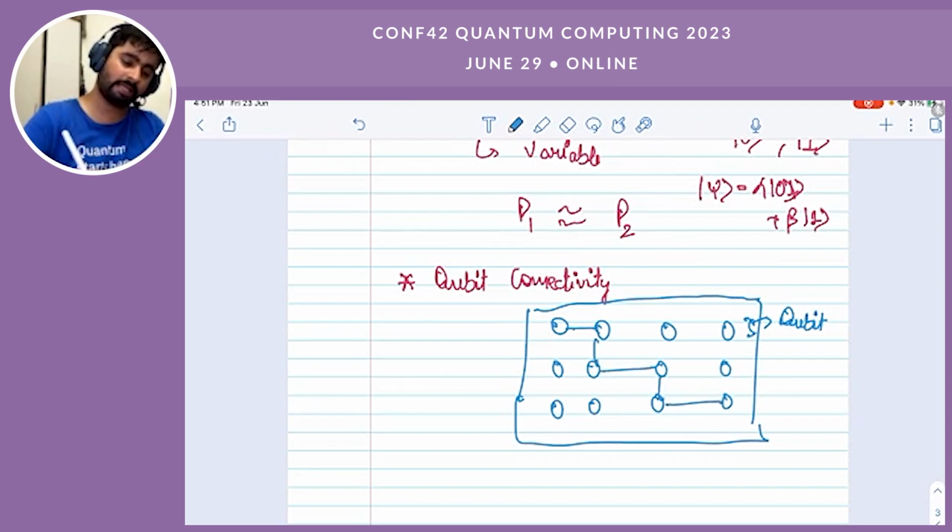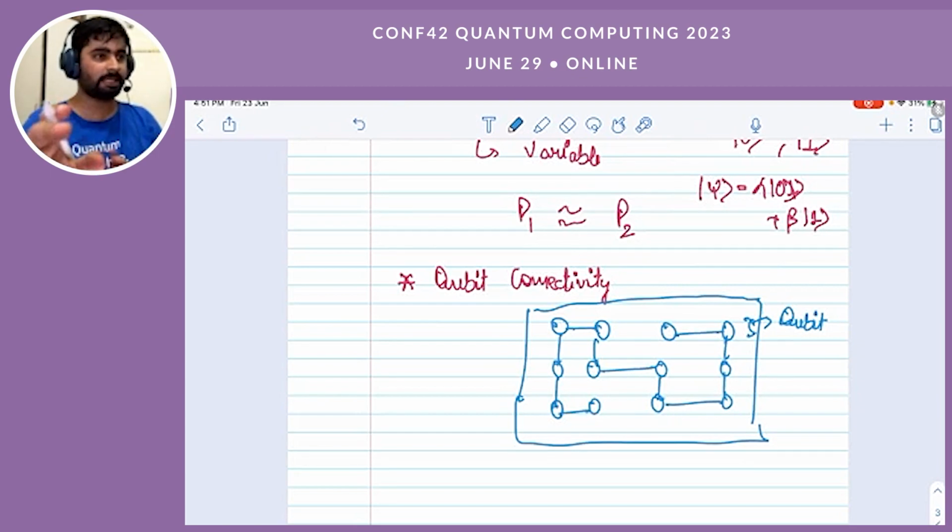Say this is the kind of connectivity which we follow, and this is connected to this and this is connected to this. If you're interested, you can just Google the connectivity graph of any quantum hardware, the famous being IBM's. IBM provides the quantum topology, or this particular connectivity map, of all their hardware. So you can go look it up.